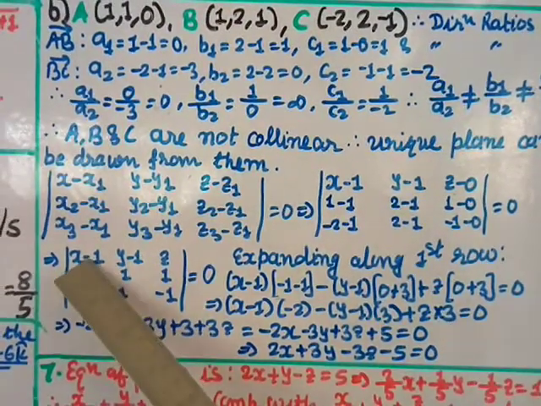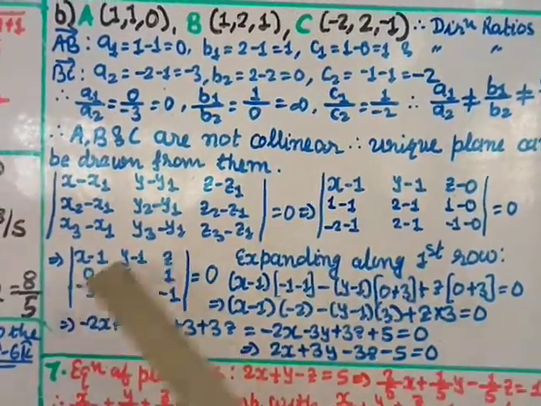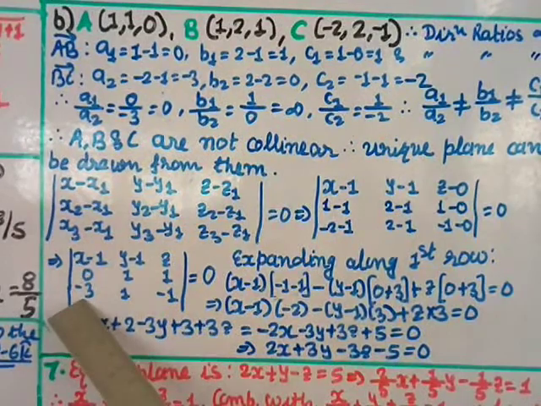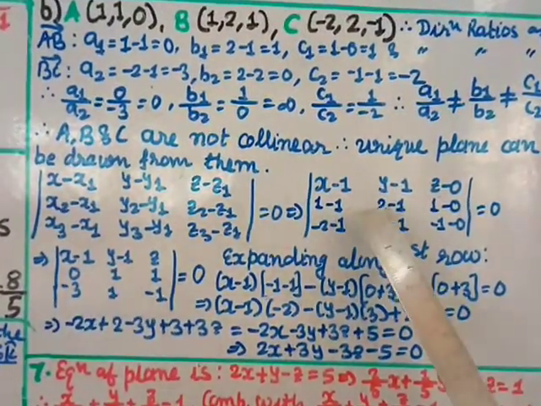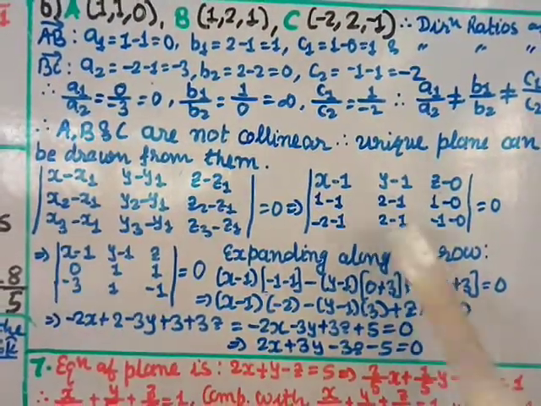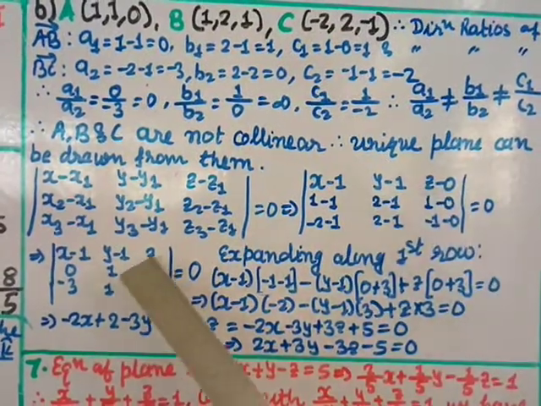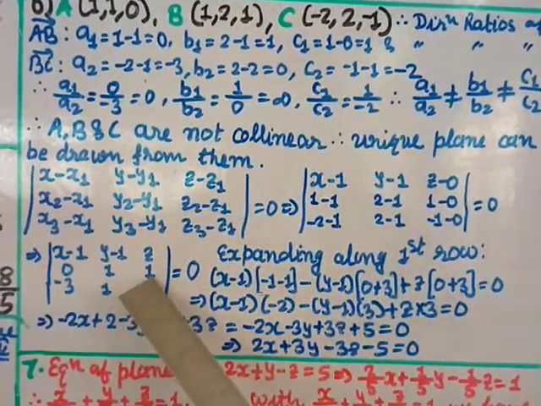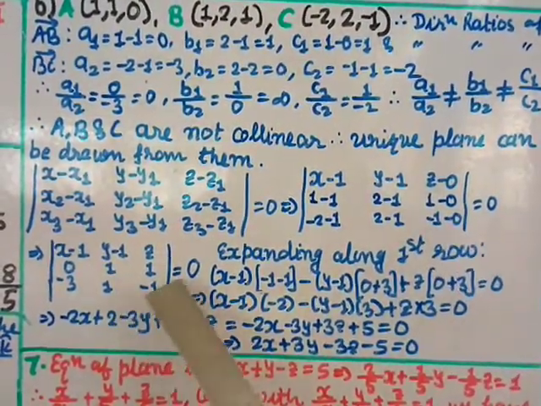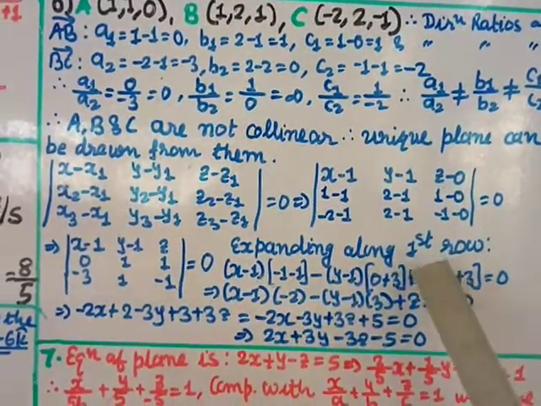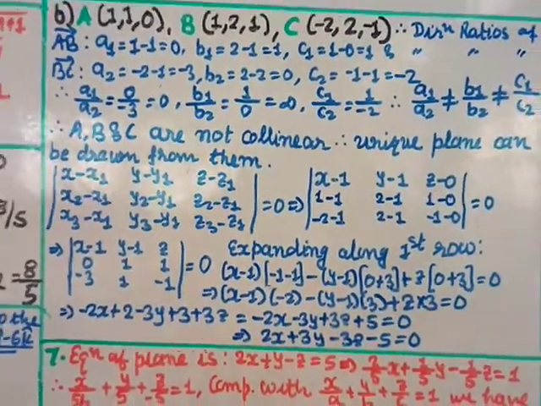X minus 1 keep as it is, 1 minus 1 is 0, minus 2 minus 1 is minus 3, y minus 1 as it is, 2 minus 1 is 1, and 2 minus 1 is 1. Z minus 0 is z, 1 minus 0 is 1, minus 1 minus 0 is minus 1, equal to 0. Now we expand along the first row, okay. You know how to expand the determinant.